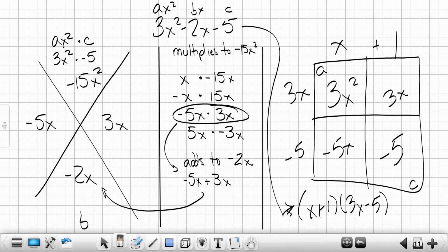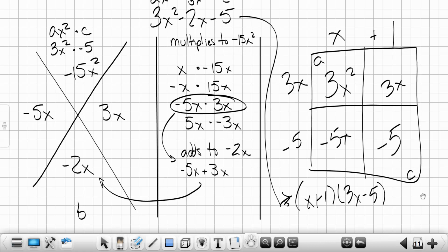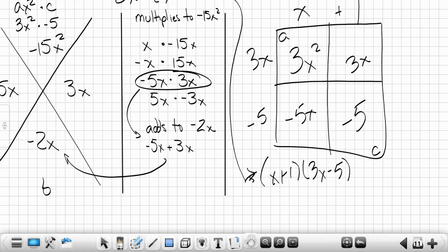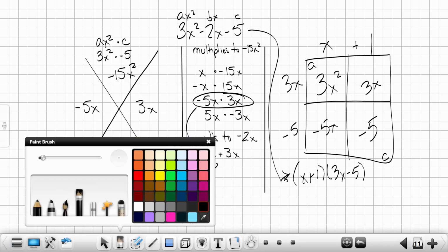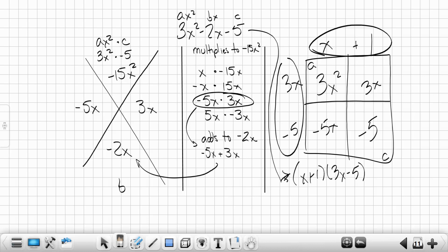Don't forget to put it in parentheses, Kai. Okay. Any questions on the process? Yes, Holly. Why is 3x being subtracted by 5? Is that just the order you go down in? The left-hand side, do you just go down? Yep. Yep, it's x plus 1 times 3x minus 5.